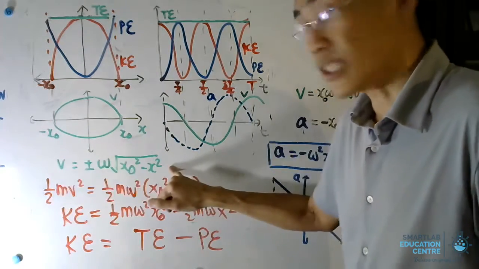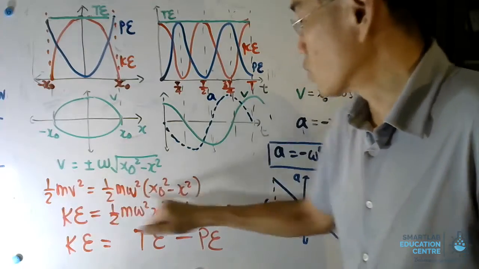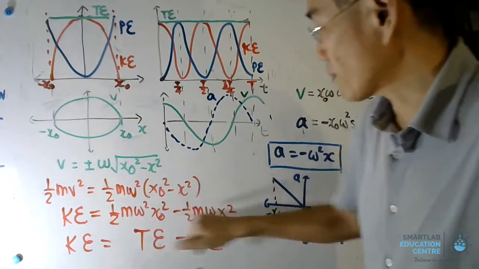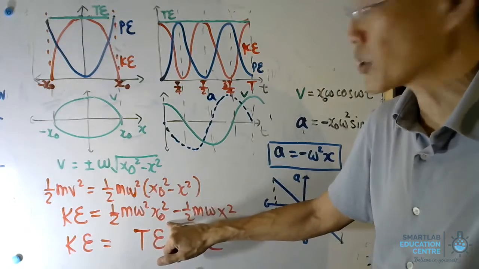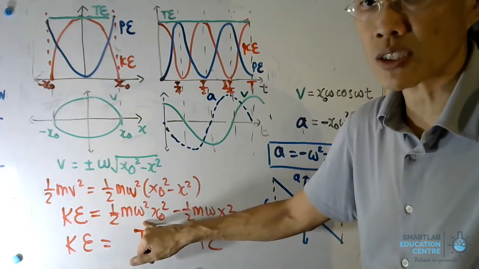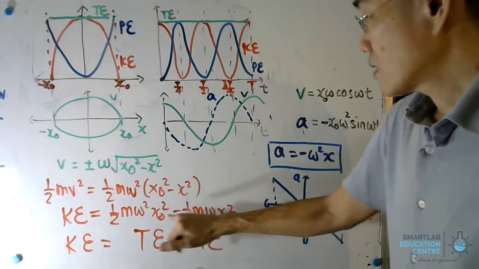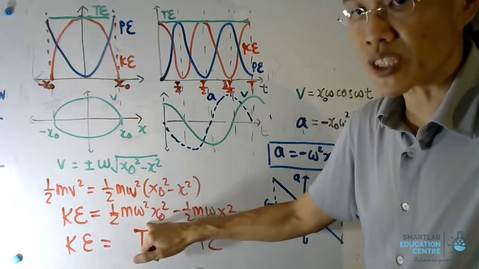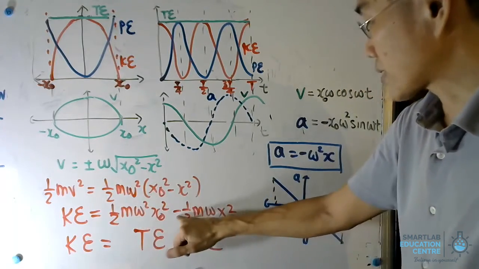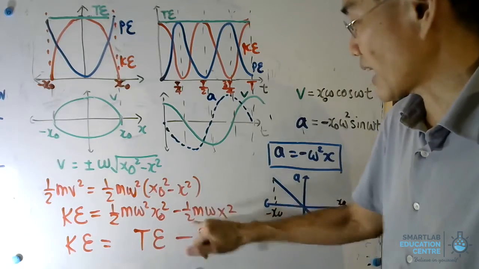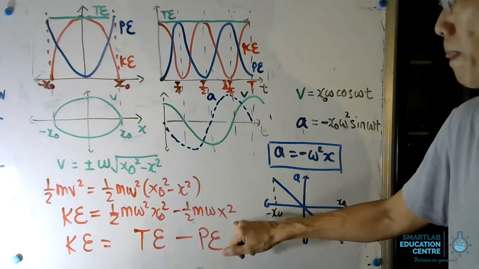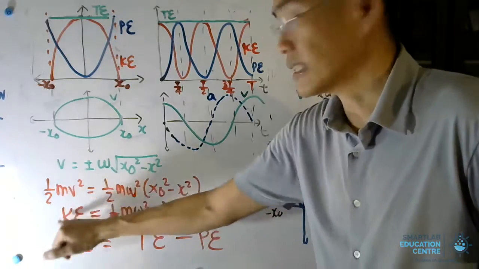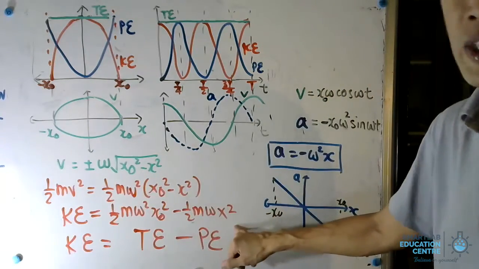If v is equal to this, half mv squared will be equal to this. And if you open up this expression, half m omega squared x0 squared, where x0 is the amplitude and omega squared is the angular velocity, is actually a fixed value. And it's subtracted by half m omega squared x squared, where x is the displacement. So in a nutshell, your KE will vary in accordance to the displacement.